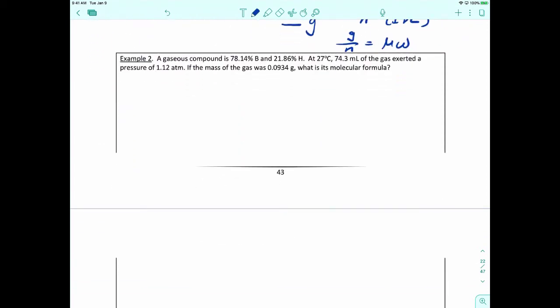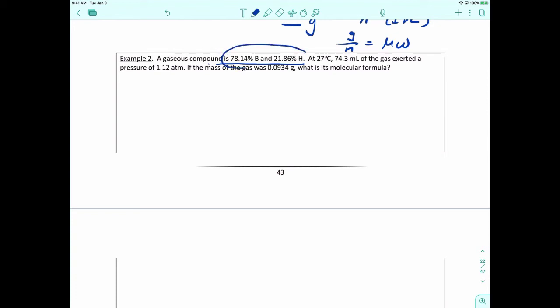So here's our problem. A gaseous compound with 78.14% boron and 21.86% hydrogen. At 27 degrees Celsius, 74.3 milliliters of the gas exerted a pressure of 1.12 atmospheres. If the mass of the gas was 0.0934 grams, what is its molecular weight? So we got a lot of stuff going on here. All right, so we're told that we have a compound that contains boron and hydrogen, and we're told information about this gas. So let's try to suss out what we've got.